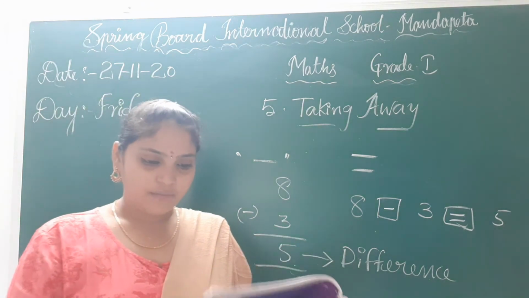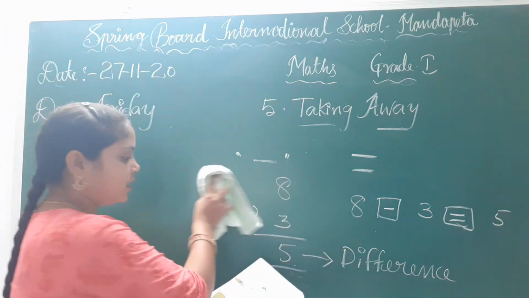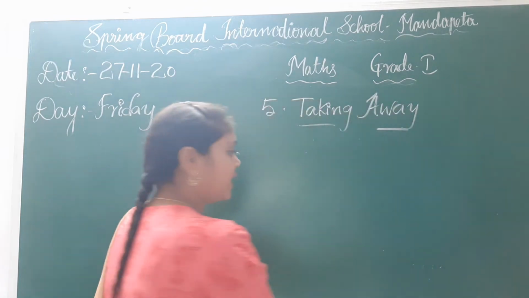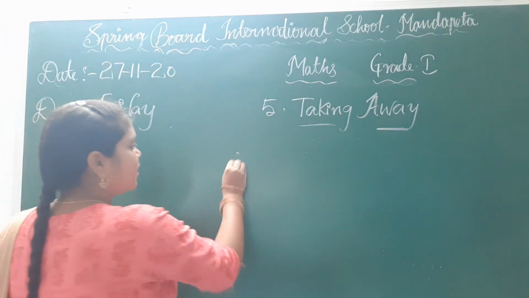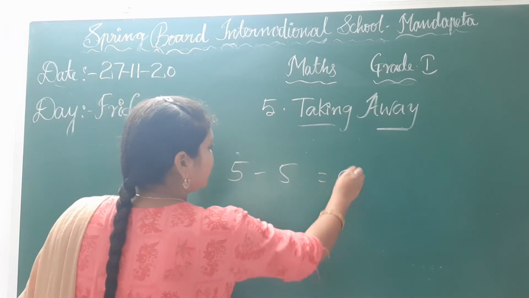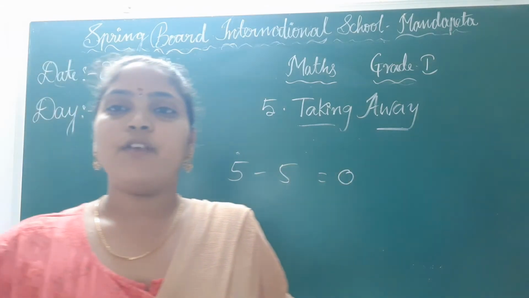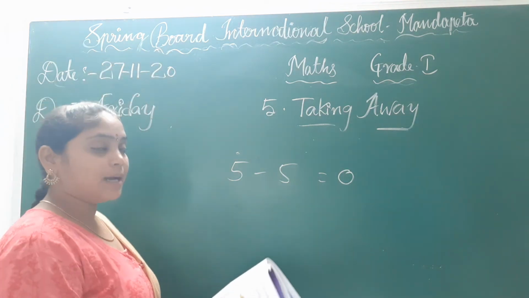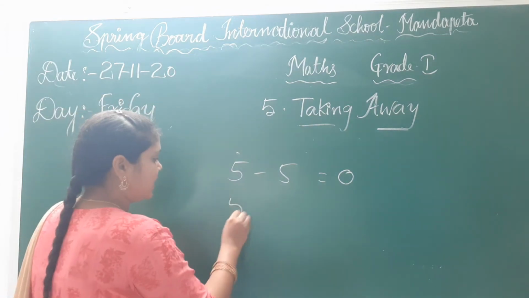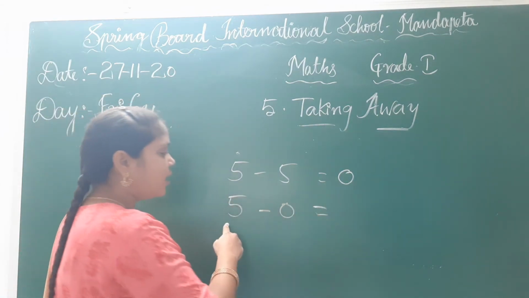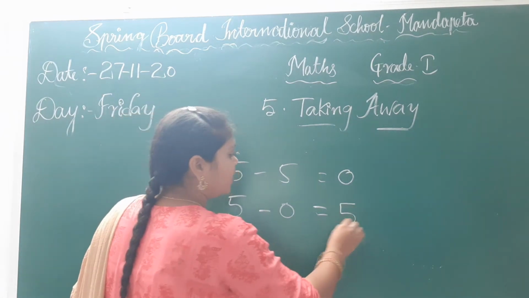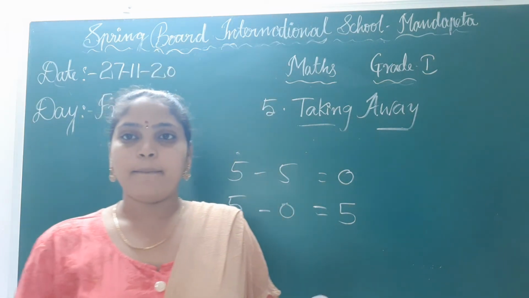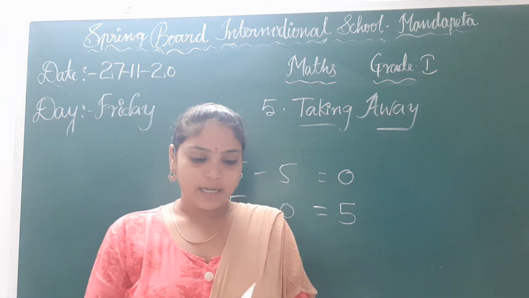And everyone open page number 73. Subtraction of a number from itself. Subtraction of a number from itself means 5 minus 5 is 0. If we subtract a number from itself, the answer is 0. And subtract 0 from a number. 5 minus 0 is 5. If we subtract 0 from a number, the answer is the number itself.